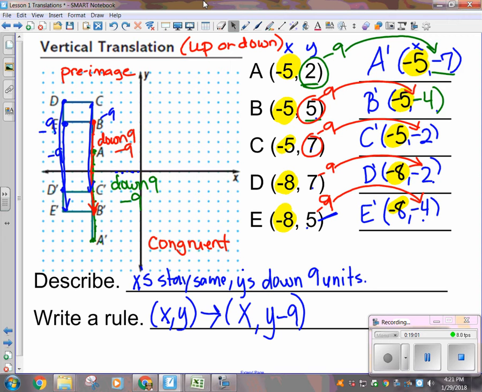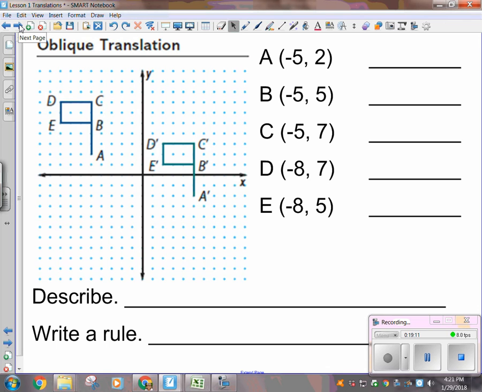Notice that we only changed the y's. All right, only change the y's. And it's vertical. Vertical's in the up and down direction, which is in the y direction. All right, let's go ahead to oblique translation. That's how you say that word.